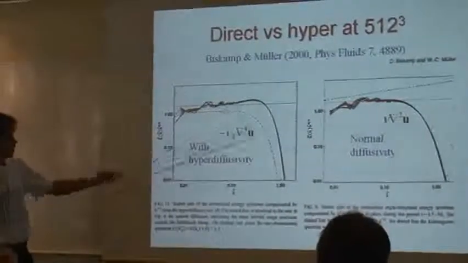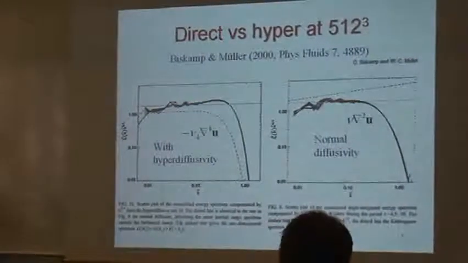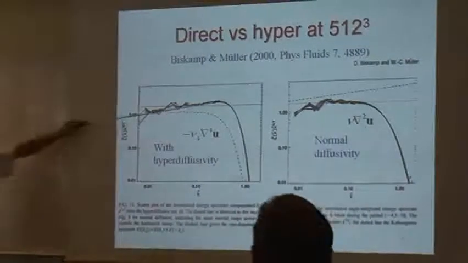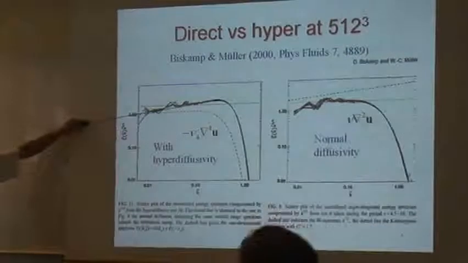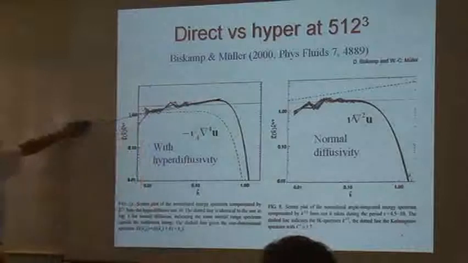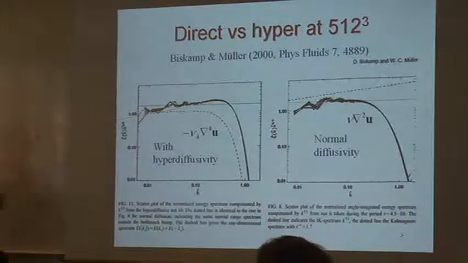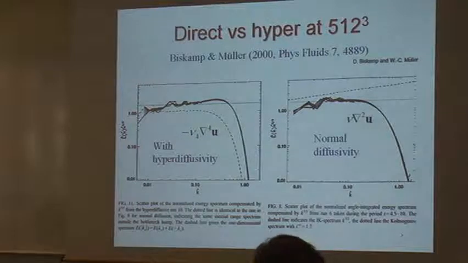And then on the other hand, if you use K to the minus fourth order hyperviscosity, you see that the entire inertial range is modified. The entire inertial range, not even just near the bottleneck, actually everything is modified. Yeah, of course, because you change diffusivity. Yeah, but why should the entire inertial range be modified?